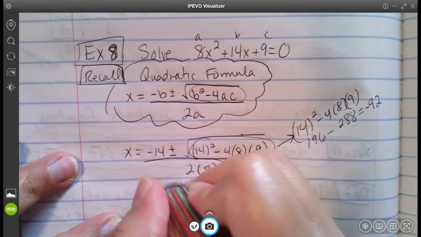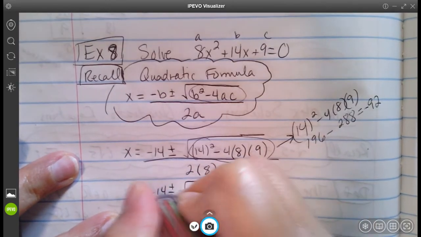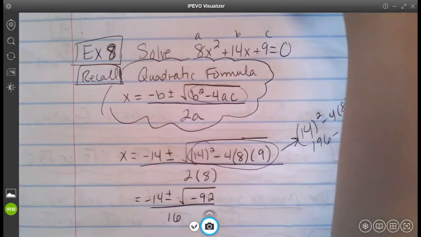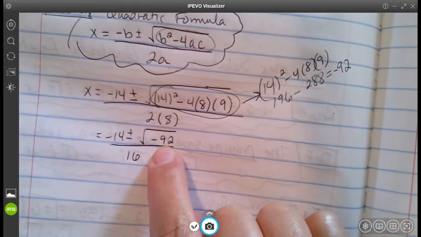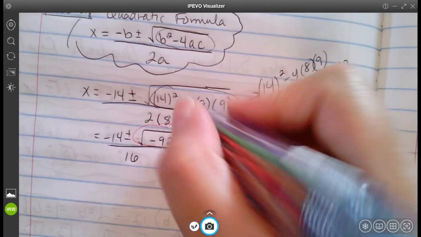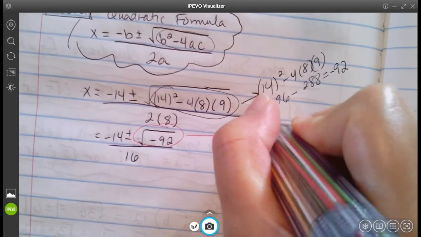So we have negative 14 plus or minus the square root of negative 92 over 16. So it's going to be kind of an ugly fraction, but that's okay. From here, we want to simplify this part now. So I'm going to see if I can simplify the square root of 92. And there's a lot of side work involved here.